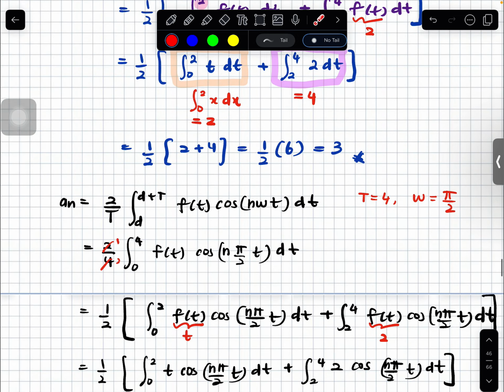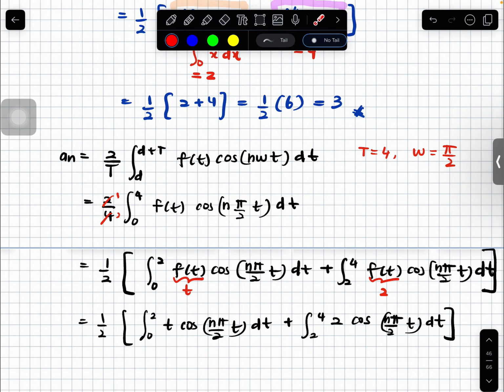And then the next thing is to find a n. For a n, the formula is 2 over T integral of f(t) cos(n omega t) dt. So now you have to replace the value of period capital T here, and also you need the value of omega. We have calculated these two parameters earlier, so we just take them: T equals 4 and omega is pi over 2. Then we replace the value of the period here, and omega is replaced by pi over 2. So this is what you have.